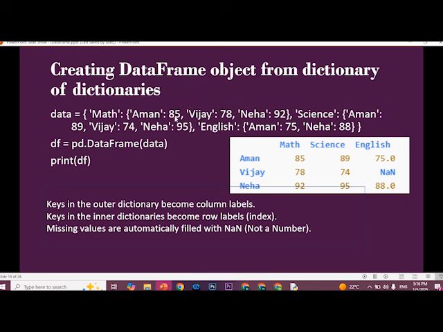Which are the keys of the inner dictionary? Aman, Vijay, Neha. Right, here also Aman, Vijay, Neha. For the last one, only Aman and Neha are there. So Vijay, that key value pair is not there. Instead of that value, it will be NaN.